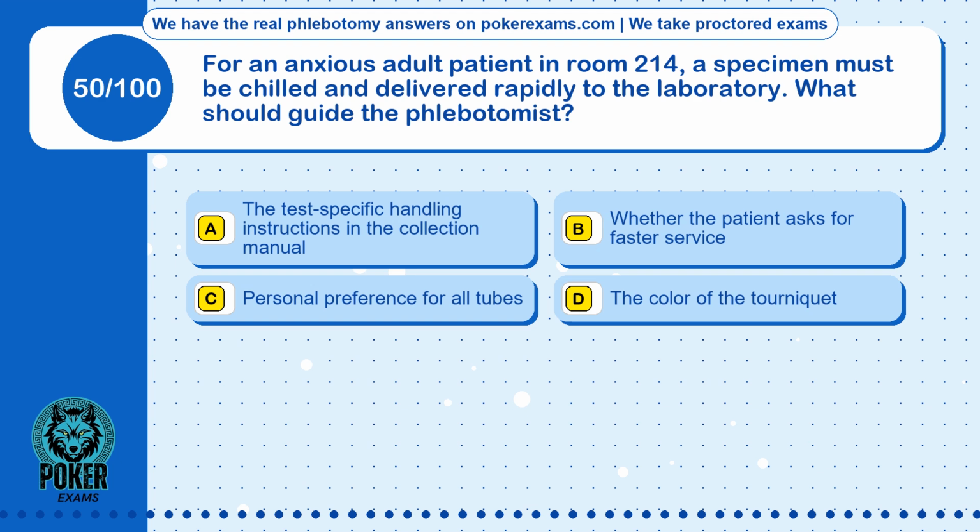Question 50. For an anxious adult patient in room 214, a specimen must be chilled and delivered rapidly to the laboratory. What should guide the phlebotomist? Option A. The test-specific handling instructions in the collection manual. Option B. Whether the patient asks for faster service. Option C. Personal preference for all tubes. Option D. The color of the tourniquet.